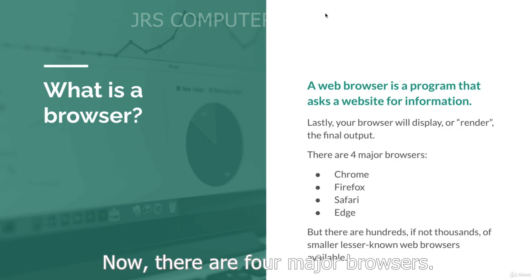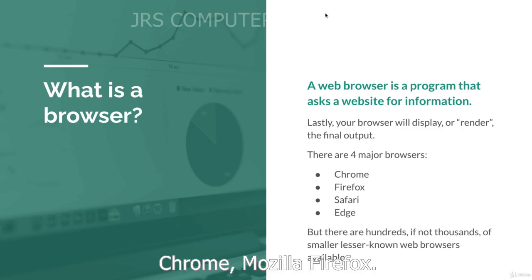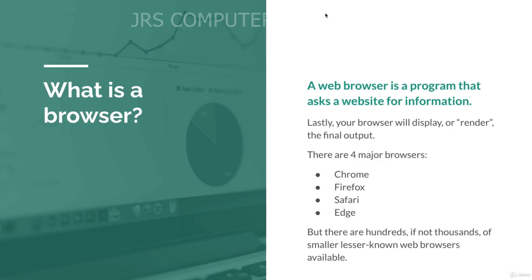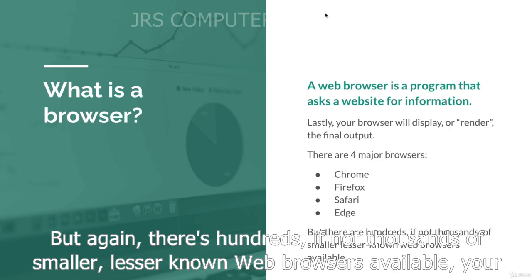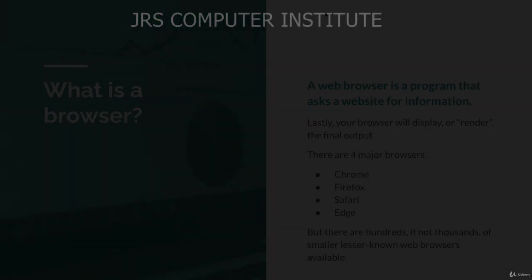Now there are 4 major browsers. There's actually thousands and thousands of browsers out there, but there's 4 major ones. Google Chrome, Mozilla Firefox, Apple Safari, and Microsoft Edge. But again, there's hundreds, if not thousands, of smaller, lesser known web browsers available. Your phone might even come with a different one that's not one of these 4.